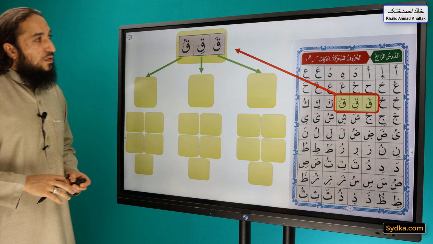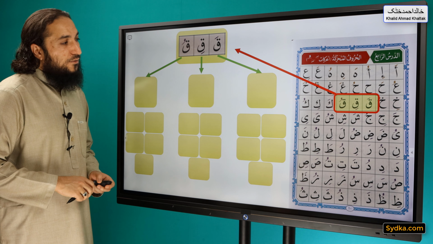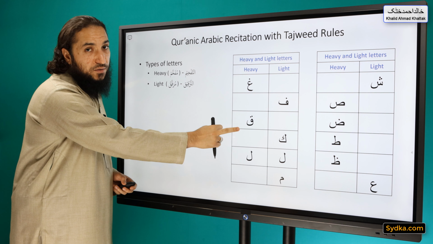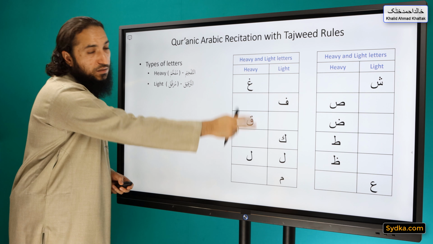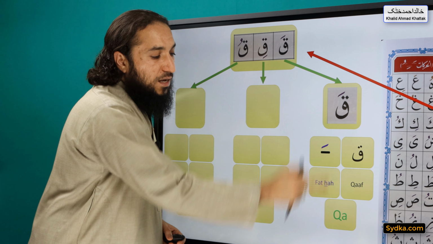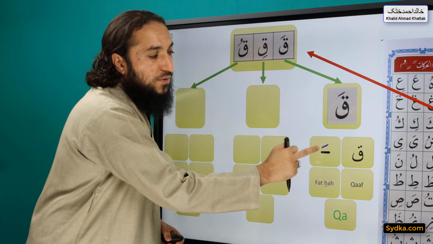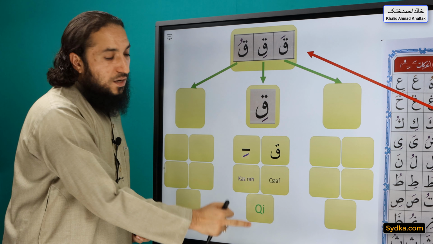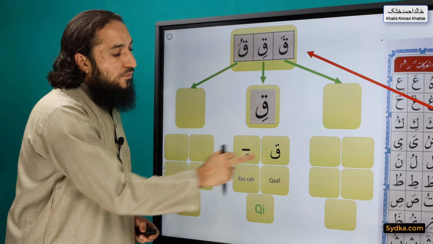The first three syllables are about the letter Qaf. Before going into detail, we have to see if Qaf is heavy or light. So it is heavy. Qaf fatha qa. Qaf kasra qi.